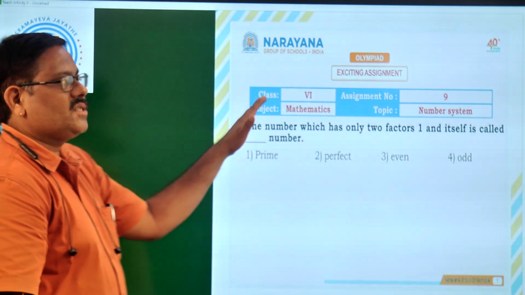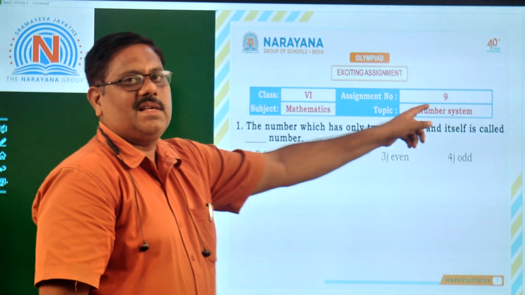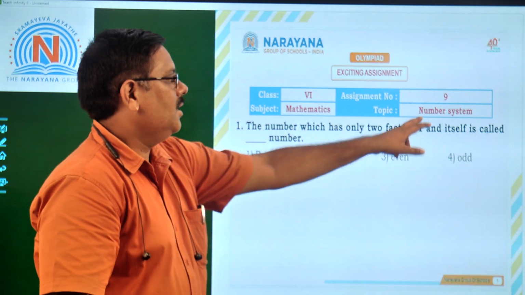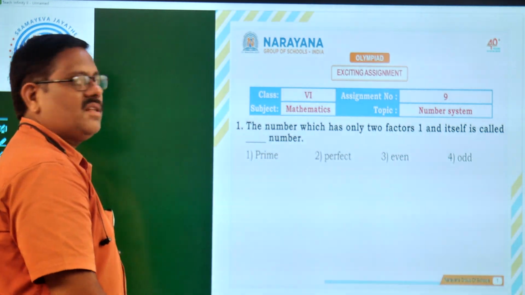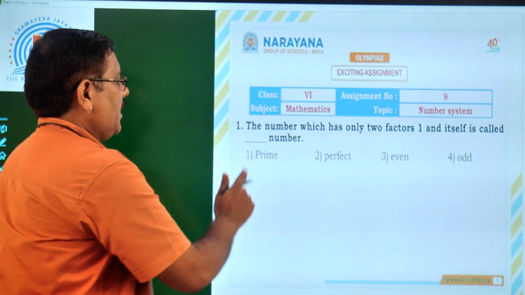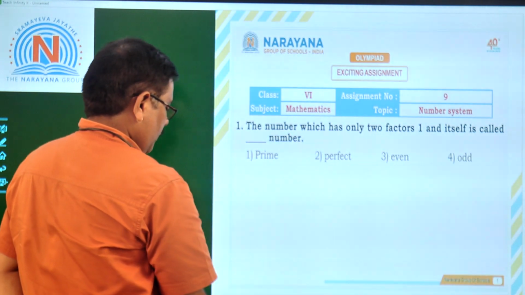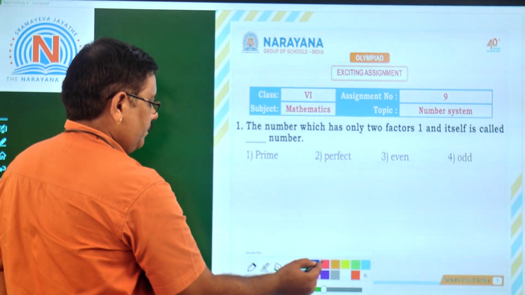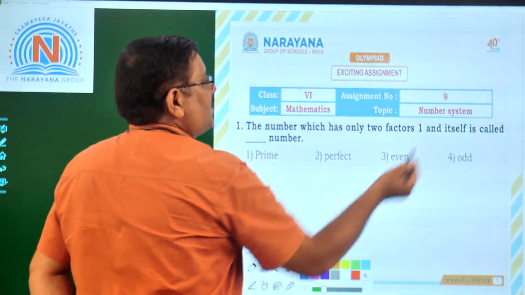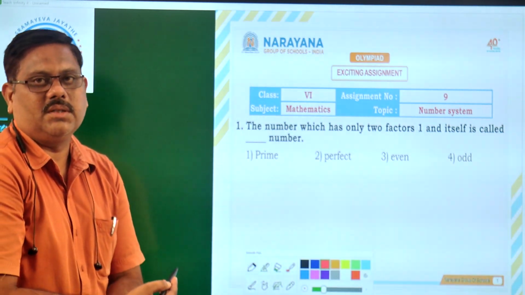Today for class 6 students we are going to discuss assignment number 9, that is on number system. Now let us see the first question. The first question is: the number which has only two factors, one and itself, is called dash number.